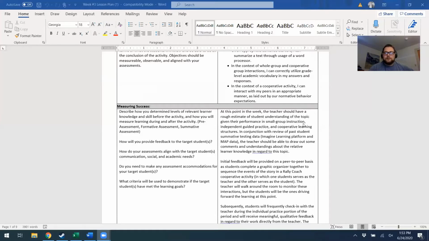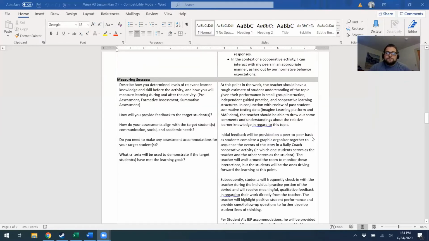At this point in the week, as the teacher, we have a rough estimate of student understanding of the topic, given their performance in small group instruction, independent guided practice, and cooperative learning structures. Tying in your review of past student summative testing data, whether that be, as I mentioned before, our Imagine Learning platform, which is something that our students would use every day, which would allow me to have a very up-to-date look at where they're at. Map data, which is relevant typically more closely to right after the assessment, but it's still good to look back at. I could draw out some understanding about the relative learned knowledge, background knowledge in regard to the topic.